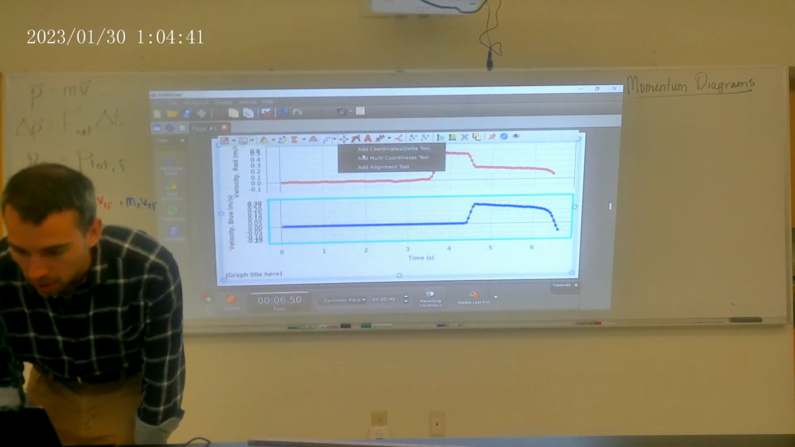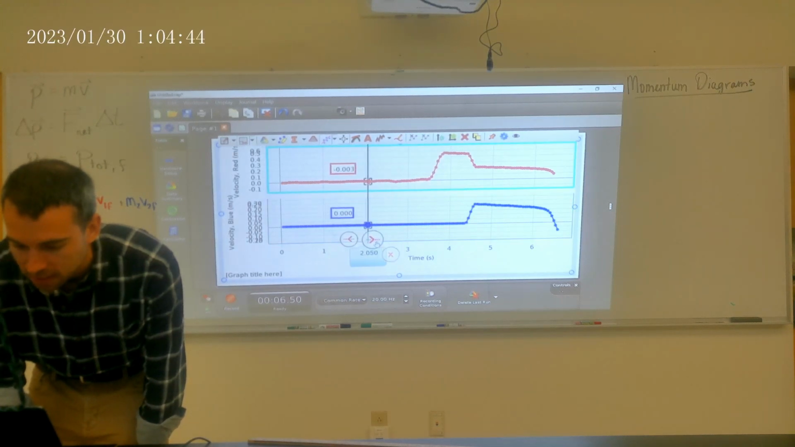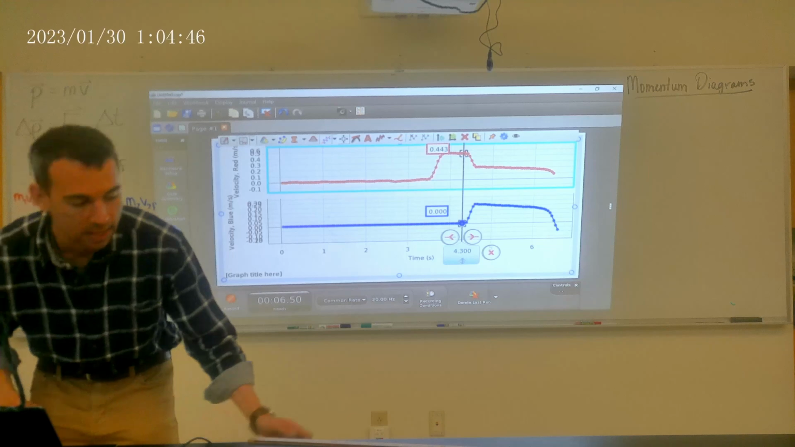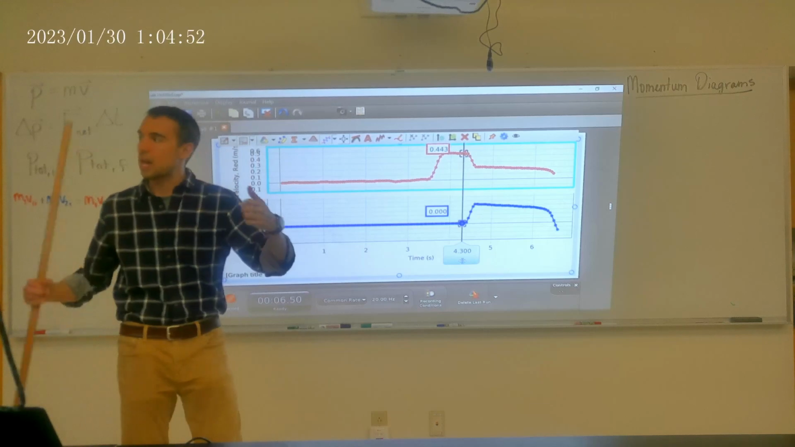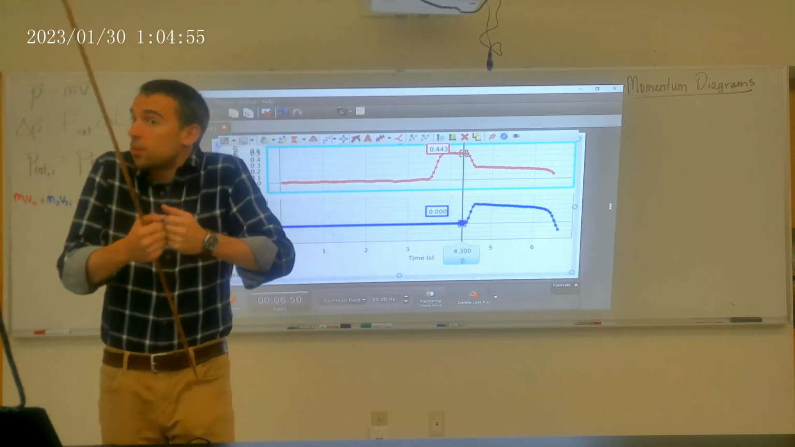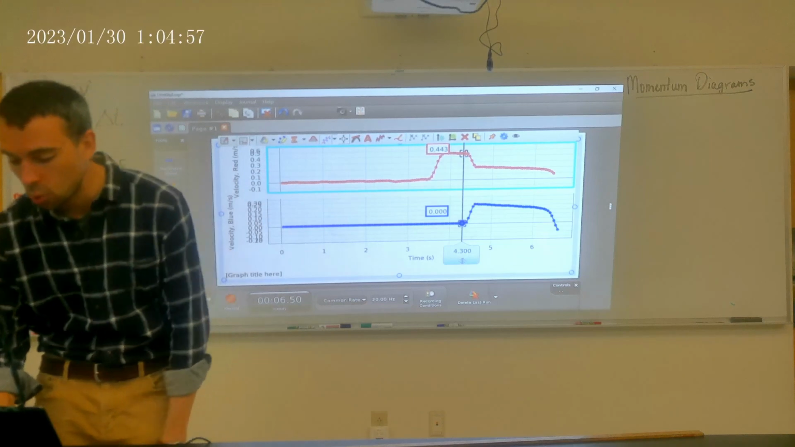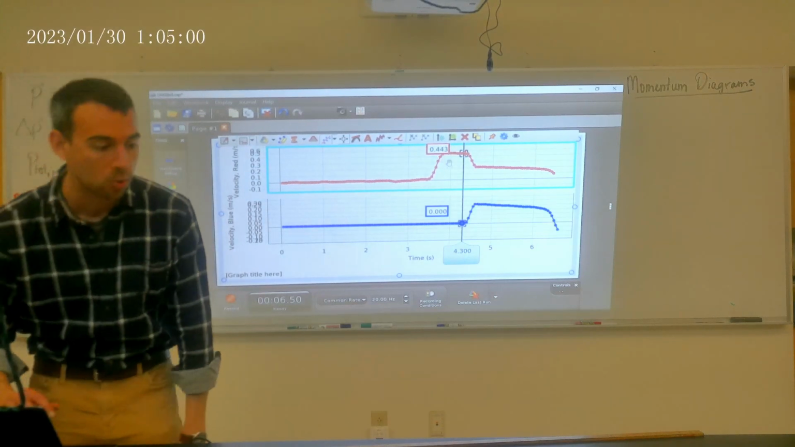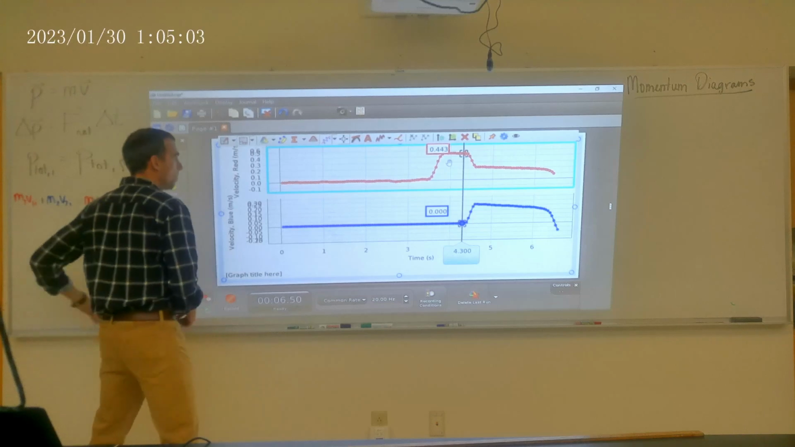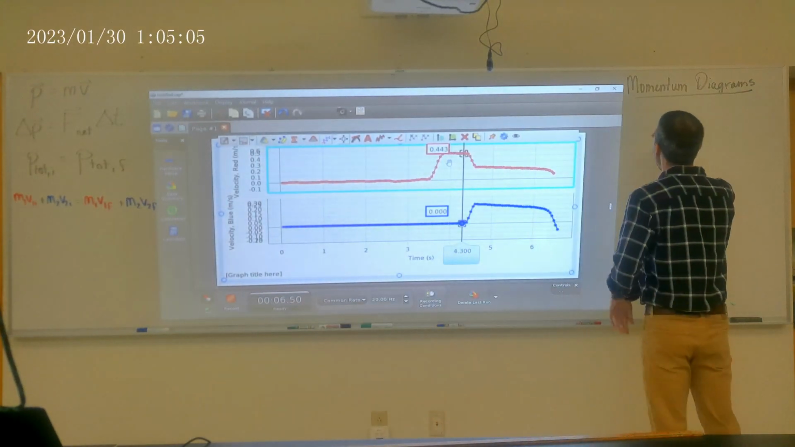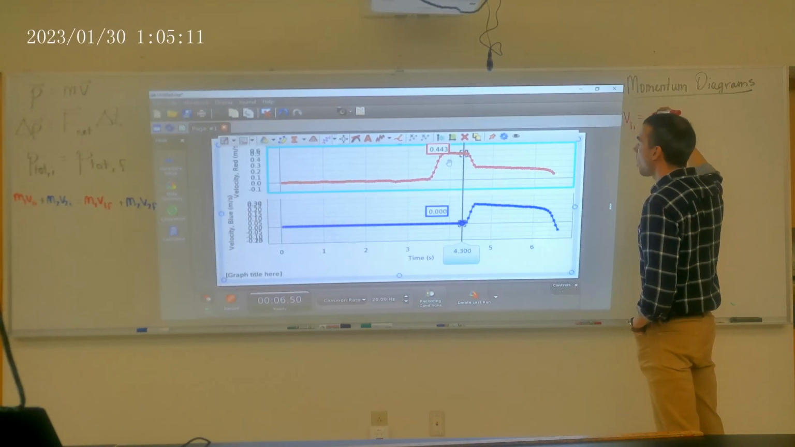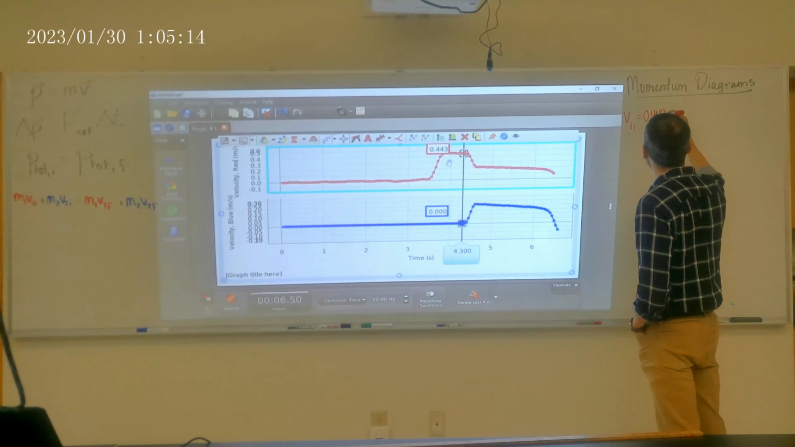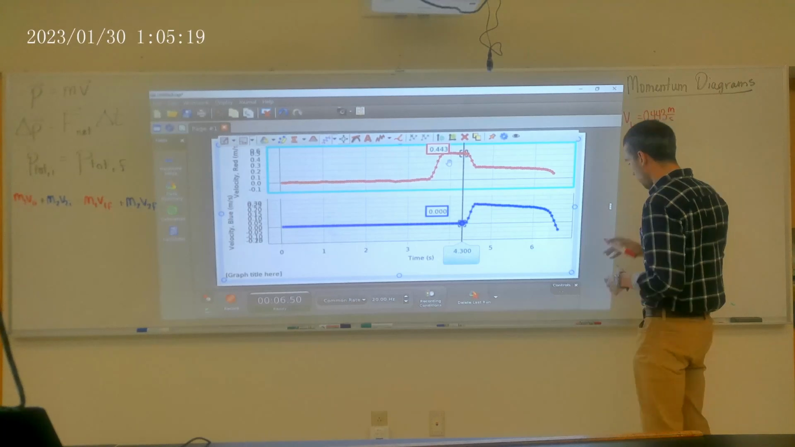I'm going to add a multi-coordinate tool so that I can see what those velocities were. And right at that little hump, that downfall right there, that's where the collision actually happened. That's where they collided and transferred some momentum to each other. So we're going to use this tool to figure out what our velocity was before and after the collision. On our whiteboard, on one side, I want you to put V1 initial for the red car, mine's 0.443 meters per second. I will put V1 final in a moment.